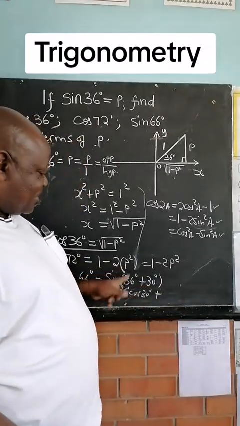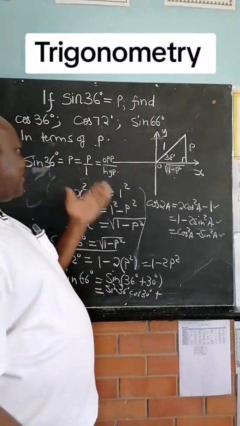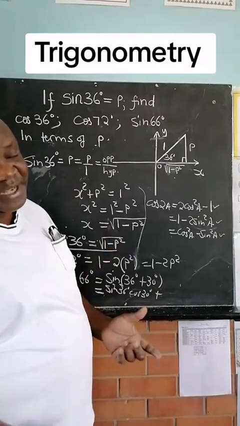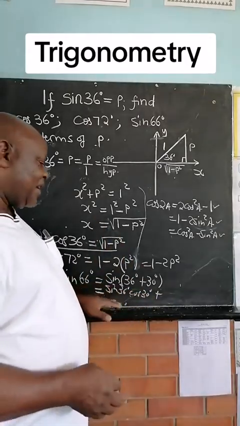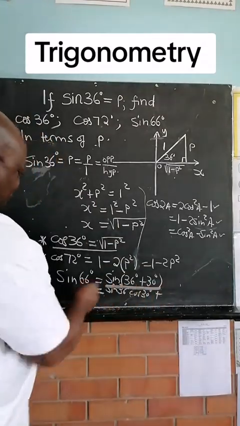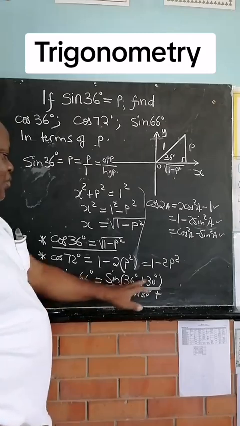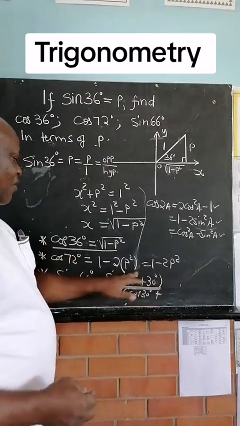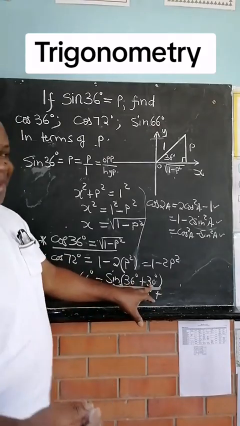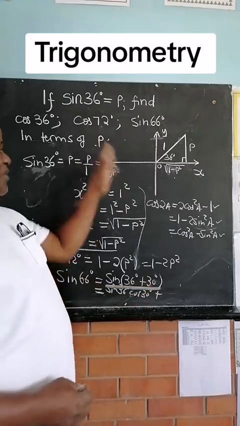Then you substitute. Wherever there is 36, you have information about 36. Wherever there is 30 degrees is a special angle. You should know what to substitute by. But what is important in this last part is how to break down the 66 into two components such that one of the angles is given, the other one is a special angle. Thank you very much. That's how you deal with such a question.